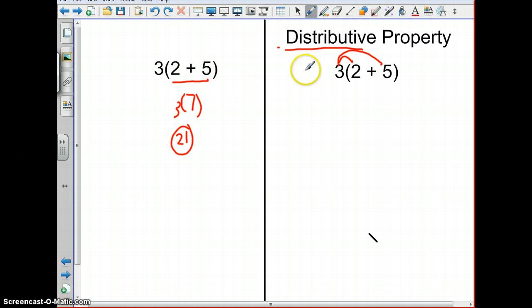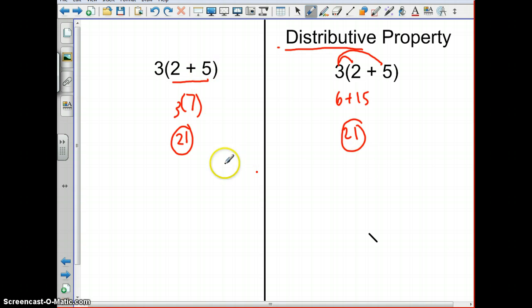So instead of adding and multiplying, we're going to multiply first. What's 3 times 2? 6. What's 3 times 5? 15. 6 plus 15 is? 21. So we get the same answer both ways. This is the normal way that you've always done it. This is the distributive property way. Any questions about that so far?